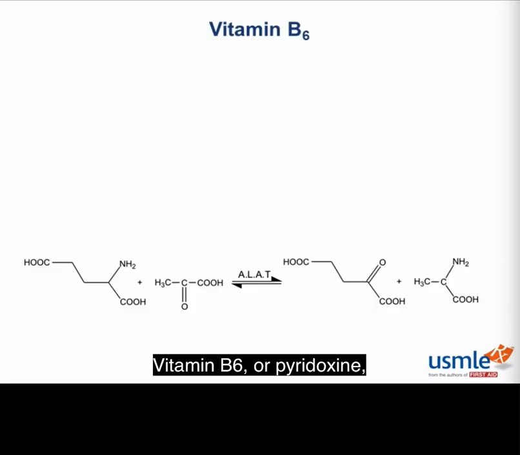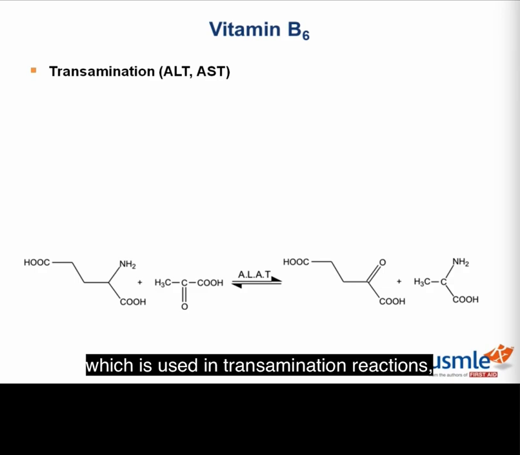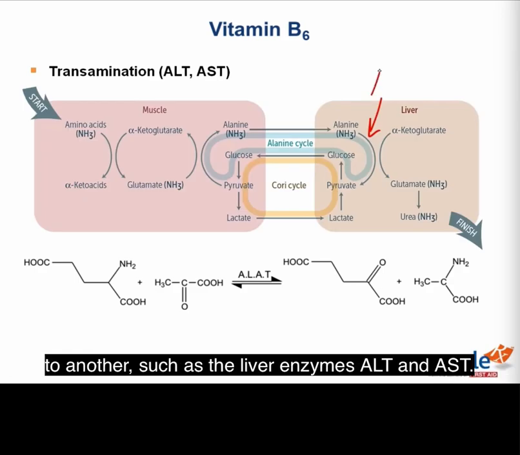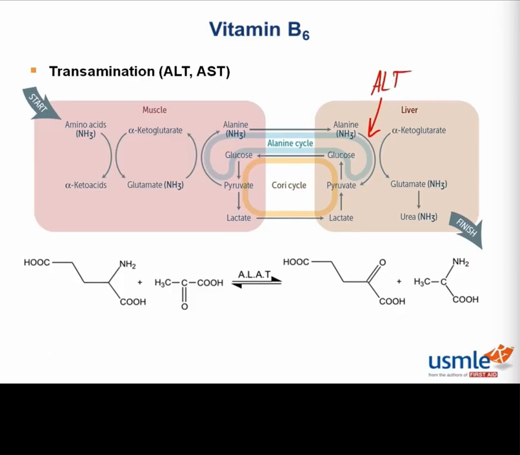Vitamin B6, or pyridoxine, is found in meat, egg yolks, and wheat. Its active form is pyridoxal phosphate, which is used in transamination reactions, which is when you move an amine group from one molecule to another, such as the liver enzymes ALT and AST.